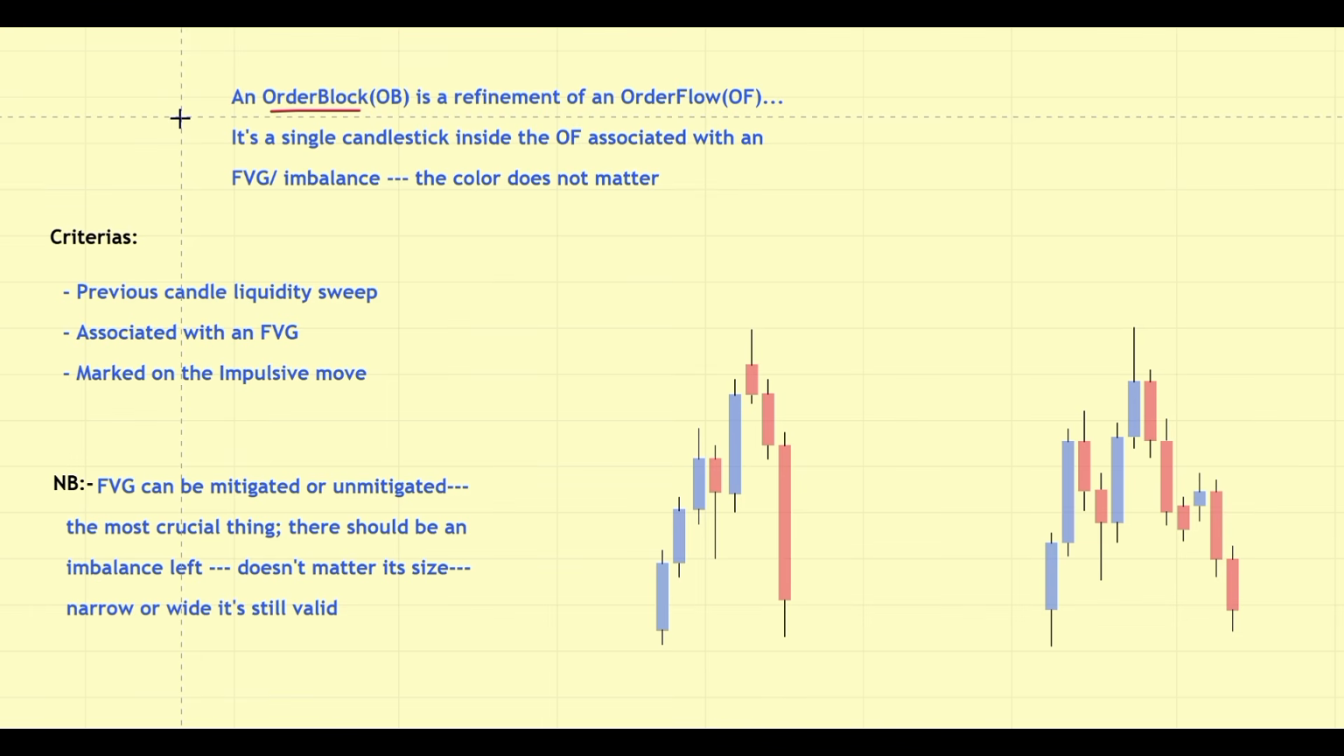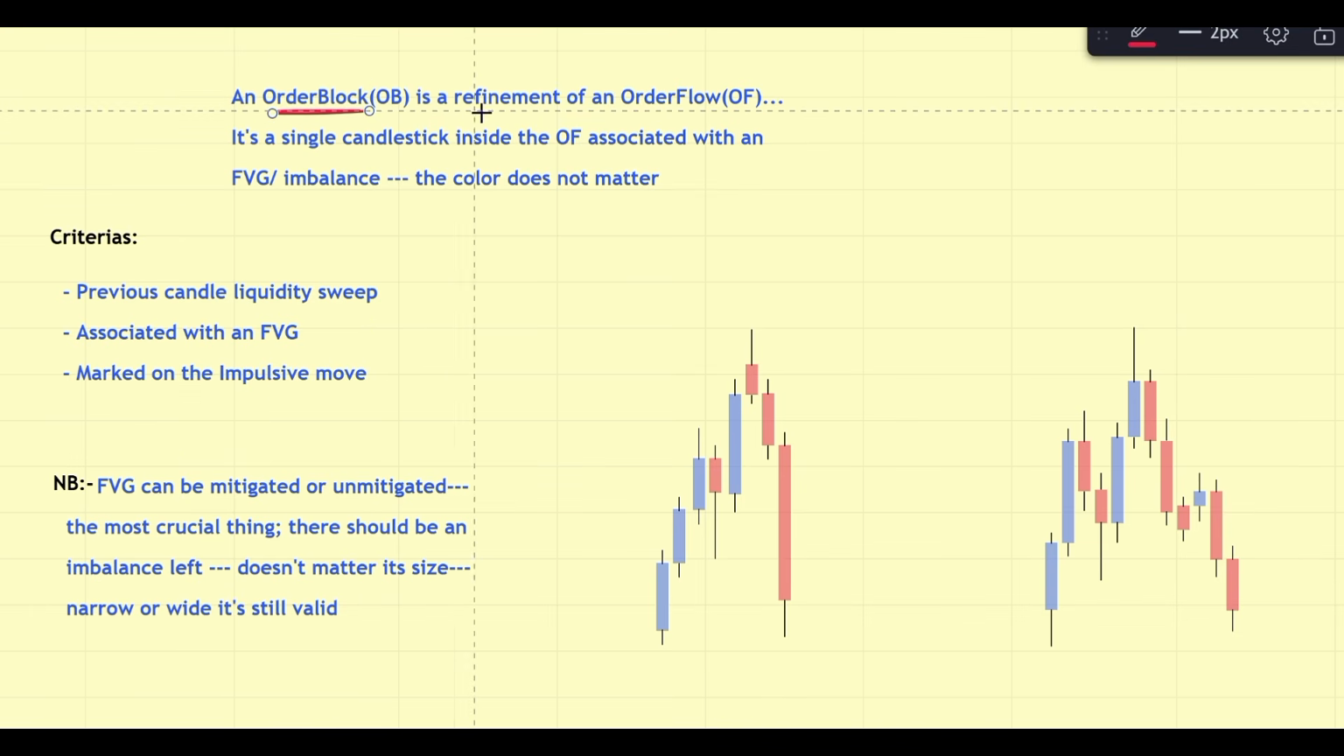So what is an order block? An order block, abbreviated as OB, is a refinement of an order flow. It's a single candlestick, I repeat, a single candlestick inside the order flow associated with a fair value gap. It should be associated with the fair value gap, and the color of it does not matter. This means it can be bearish or bullish. It doesn't matter as long as it's associated with a fair value gap.